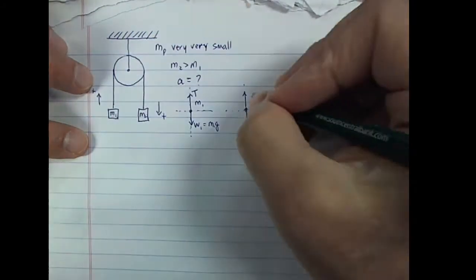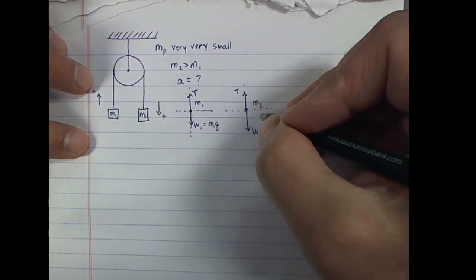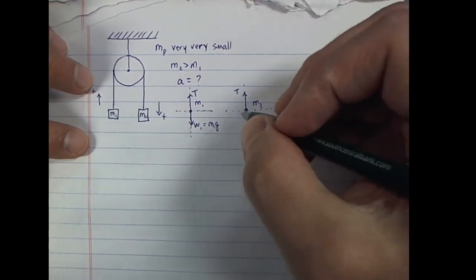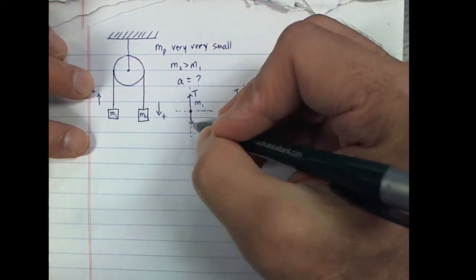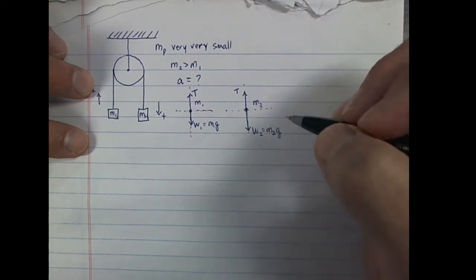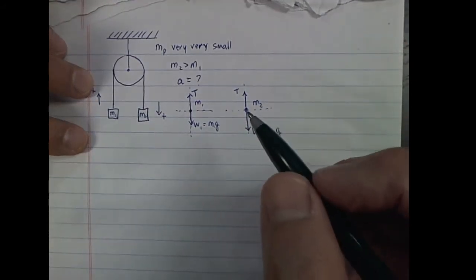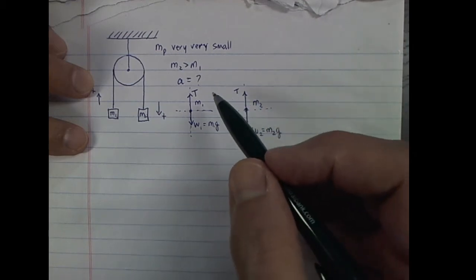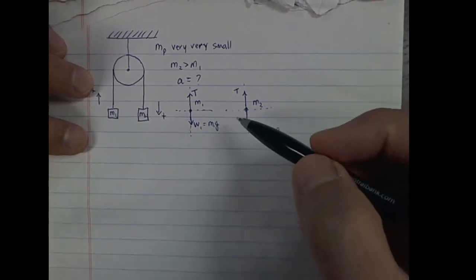Because the pulley is massless, these two tensions can be assumed to be the same, so I've tried to draw them the same length. They are not balanced here because M2 is greater than M1, so this tension is going to be greater than W1 and less than W2. So I have a problem. I don't know the tension and I don't know the acceleration. So there's basically two unknowns there. So I'm going to need two equations.